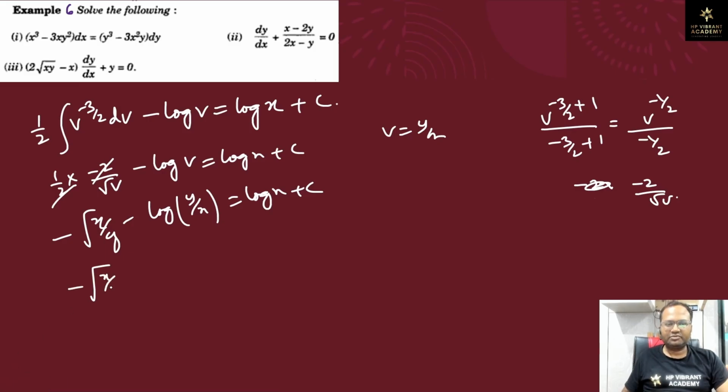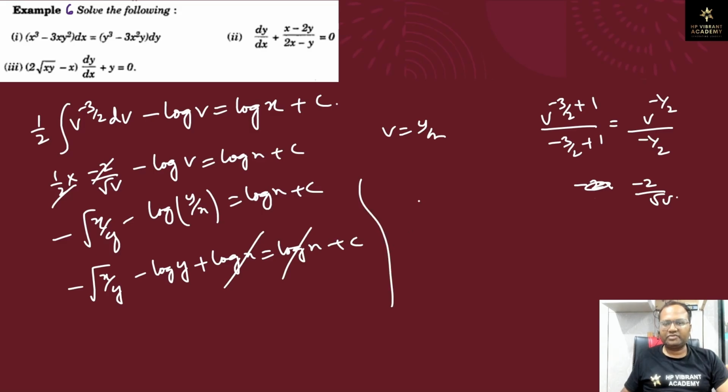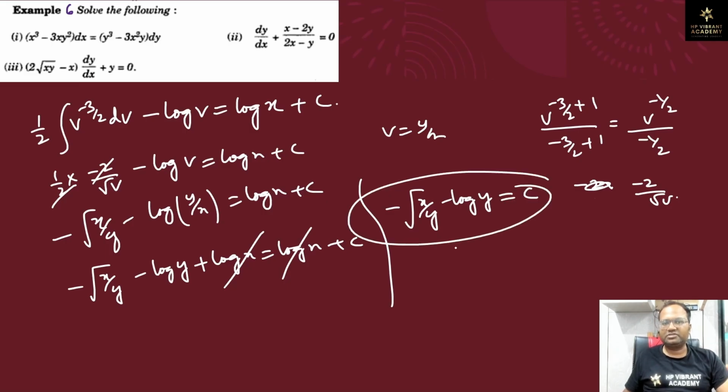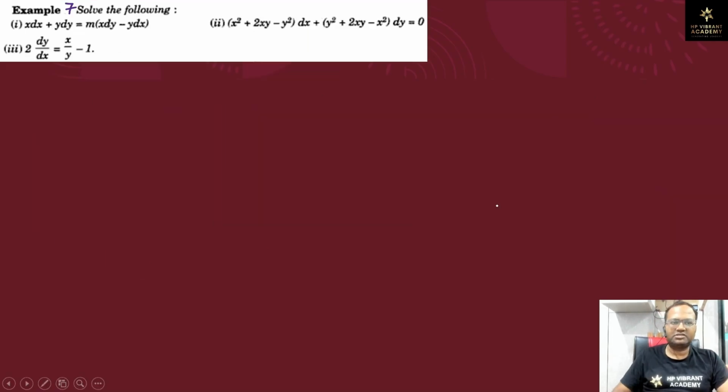Minus root under x upon y minus log of y plus log of x is equal to log of x plus c. This gets cancelled. So from here we have minus root under x upon y minus log of y is equal to c. This is the general solution. Let us discuss example 7.